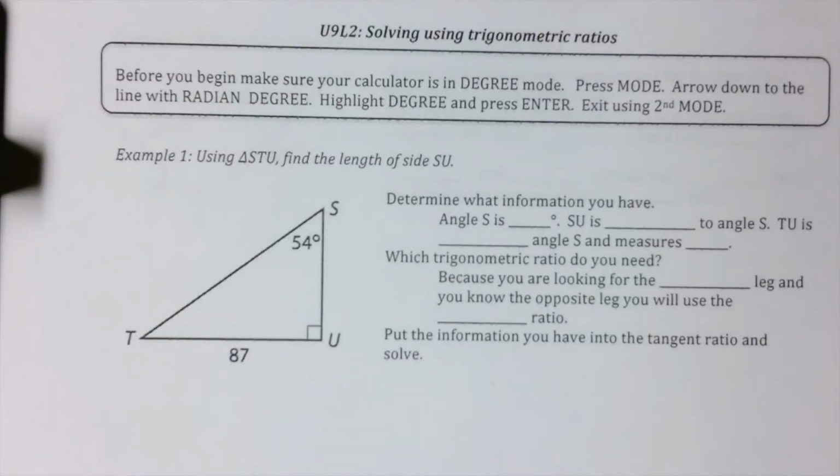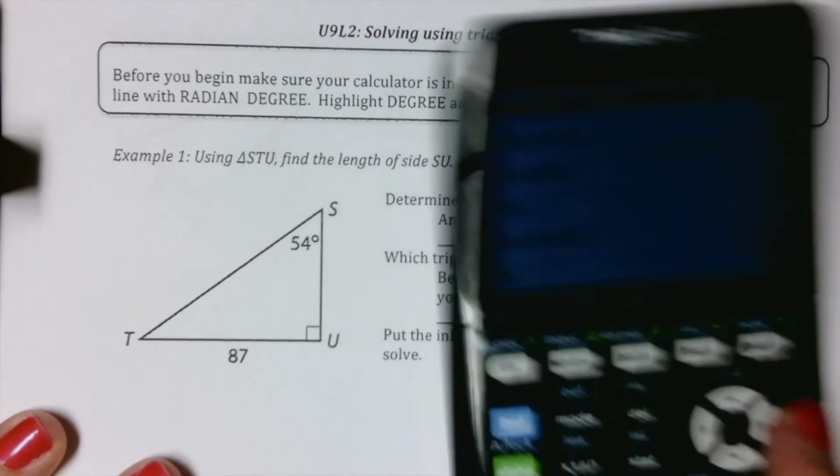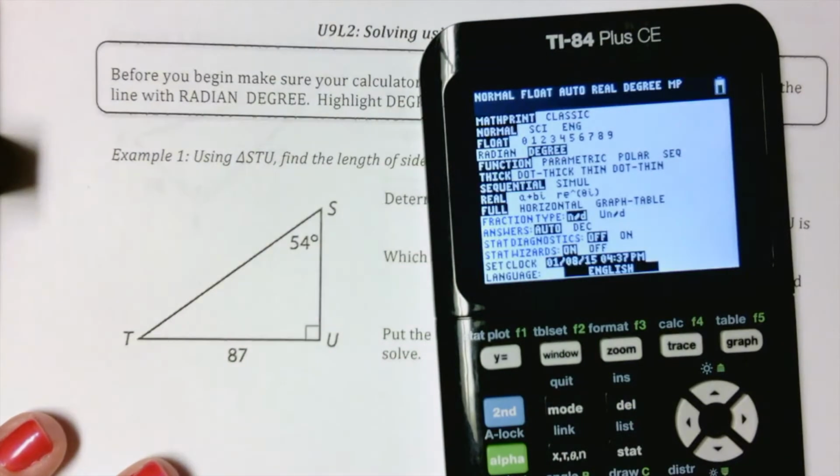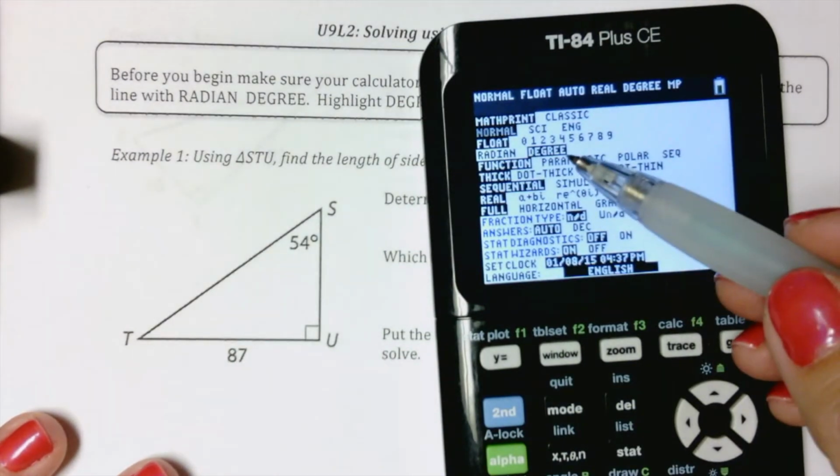This is lesson 2 from Unit 9. We're going to be solving using trigonometric ratios today. If you haven't, go ahead and make sure that your calculator is in degree mode. Remember to check and make sure you're in degree mode. You just hit the mode button. Make sure that degree is highlighted.